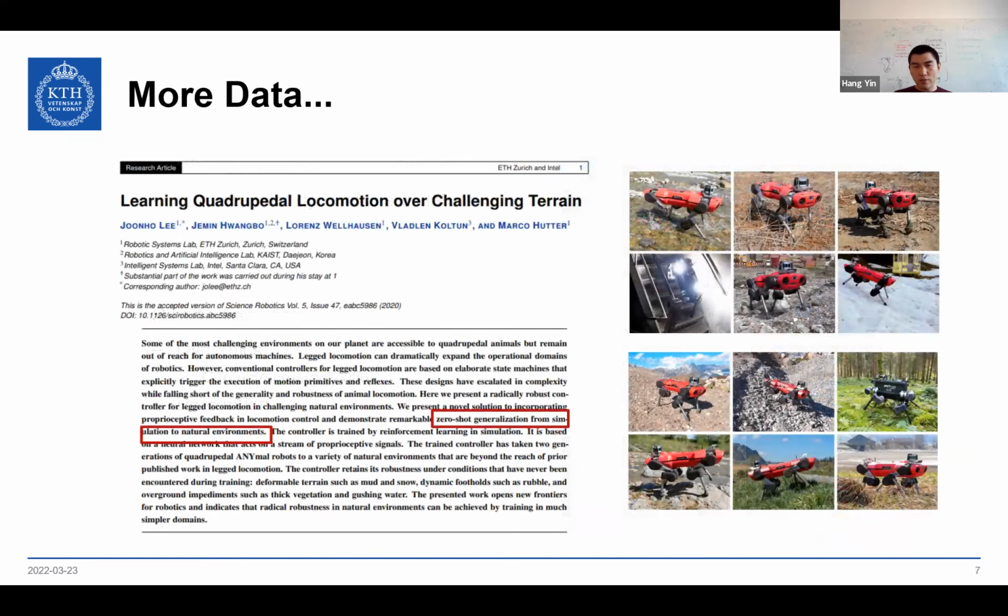I think one of the most remarkable achievements along this line is the work from ETH on learning locomotion for a quadruped robot to hike in completely random areas. This robot is completely trained in simulation and does so-called zero-shot generalization. You can immediately deploy it in the field, and this robot can handle different types of terrain.